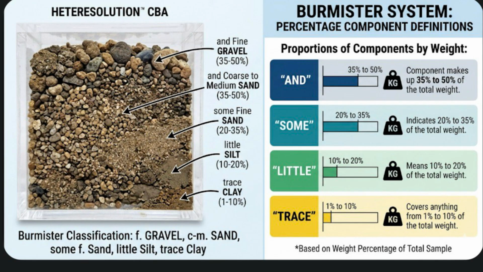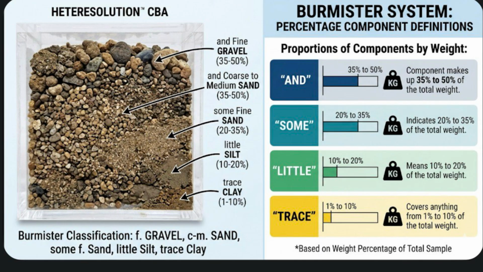In the 1940s, a professor at Columbia University named Donald M. Burmister decided to fix that. He realized that for an engineer, calling something muddy sand wasn't just vague, it was dangerous. He set out to create a systematic, visual, manual method that allowed engineers to communicate soil properties with surgical precision.